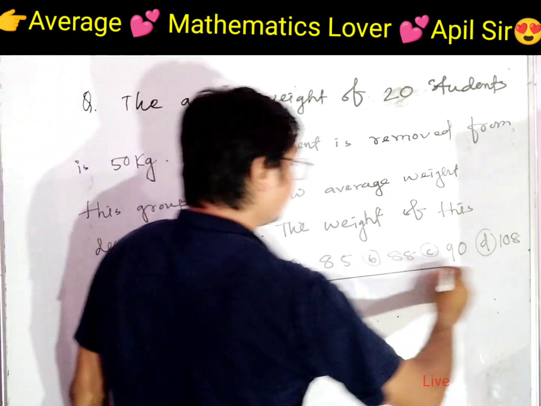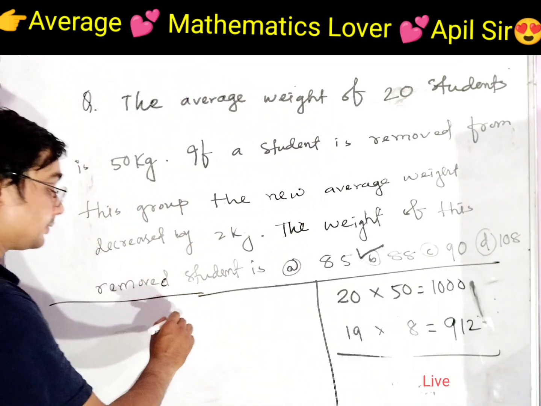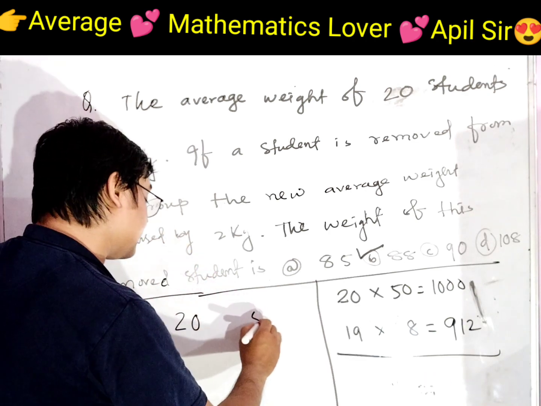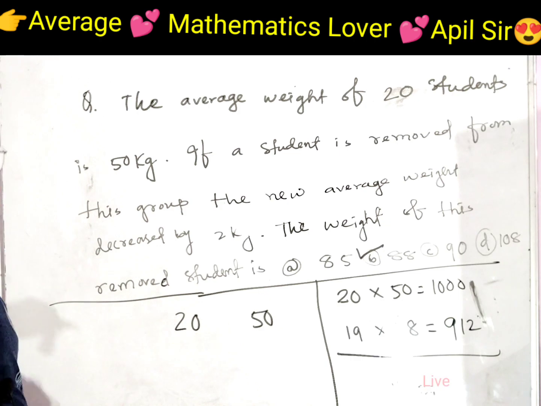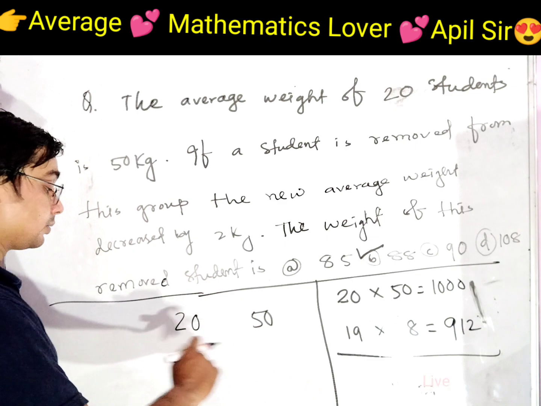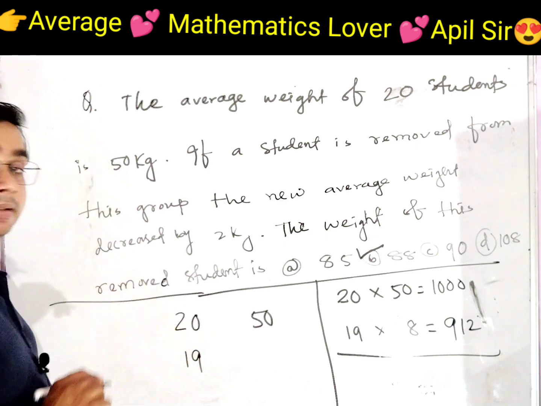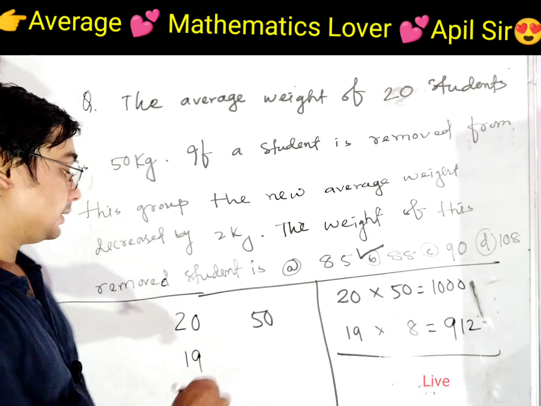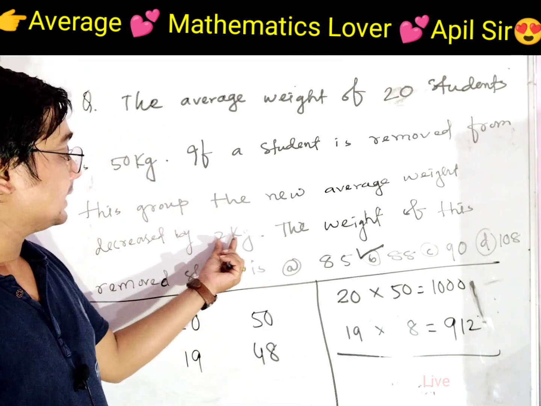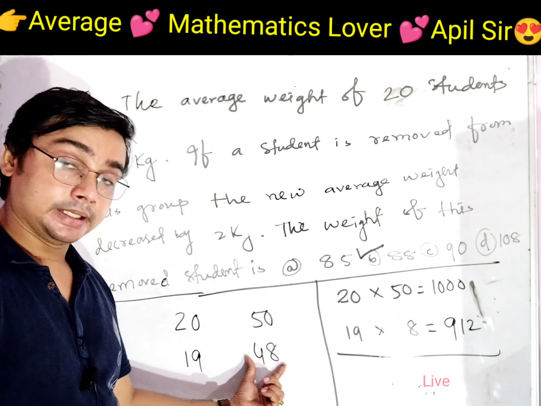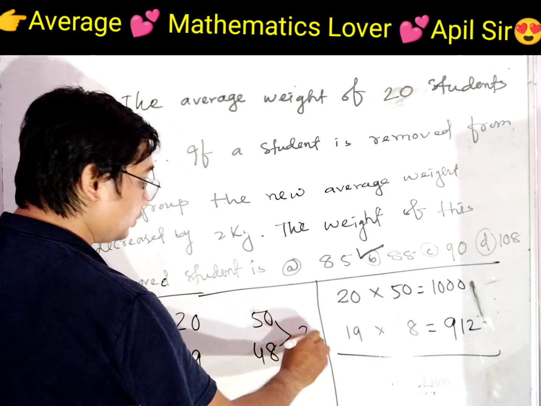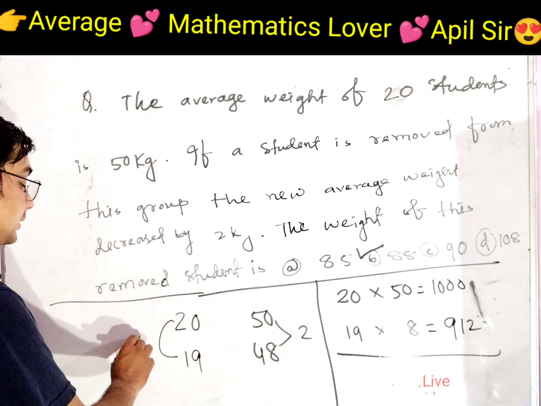Okay, so you see how we can solve this question. What we do, you see here, there are 20 total students in the previous case, and their average weight is 50. And the second case is when we remove that one student, then the total number of students will remain 19. Here the average weight will be 48, because the new average weight decreased by 2, so this will be 48. Then you take the difference of this one, this will be 2, and also you find the difference of this one, this will be 1.